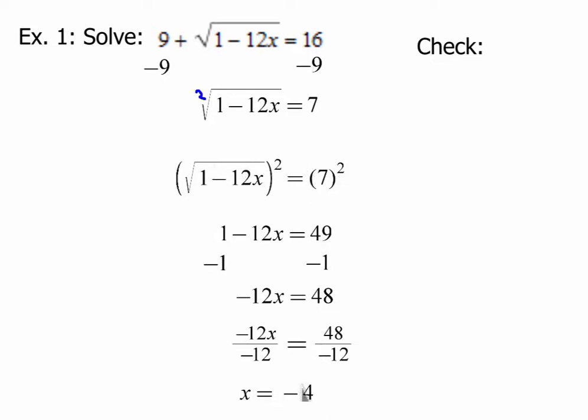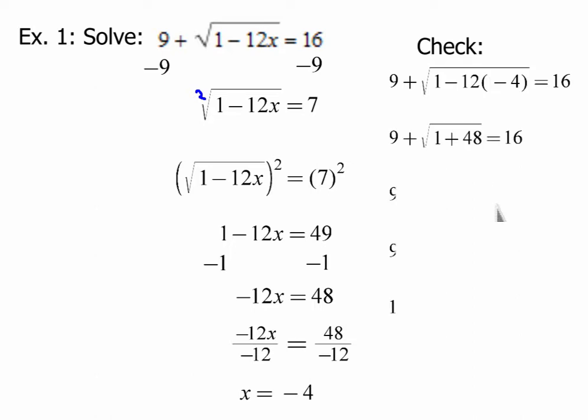Now it's really important that I check my answer to make sure that negative 4 works in my original expression. So I'm going to take negative 4 and plug it back into the original expression. Using order of operations, negative 12 times negative 4 is positive 48. Then 1 plus 48 is 49, so I've got 9 plus the square root of 49 equals 16.